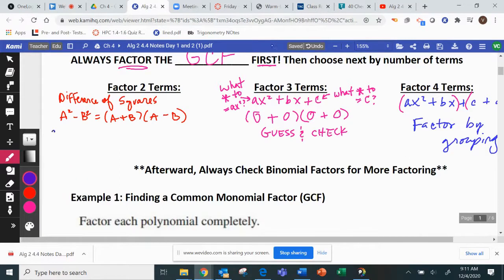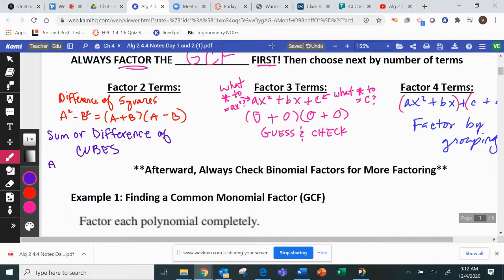So we could have a sum or difference of cubes. And there is a formula for that. It's on the next page. I'm going to write one of them here real fast. It is basically something you memorize.